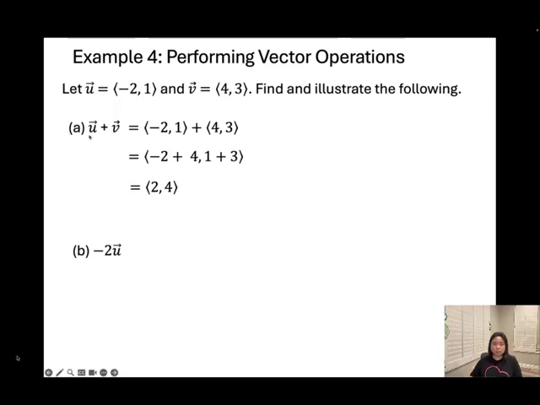Try to sketch the vector u and vector v and then find out the resultant. You should have a picture like this. Okay, this is u, vector v, and this is gonna be the resultant, 2 and 4.